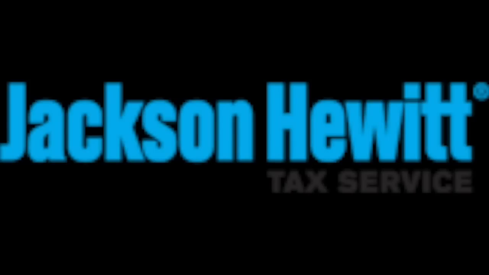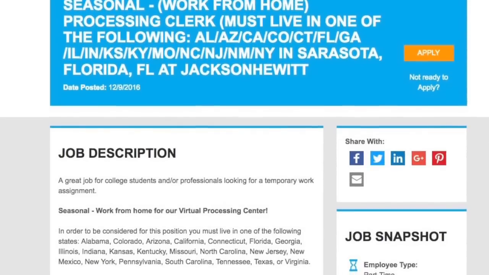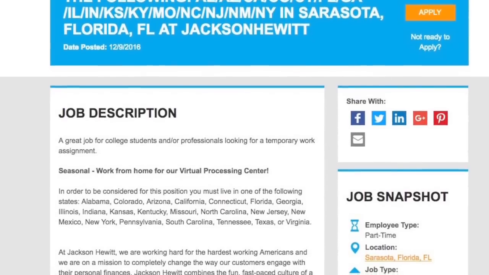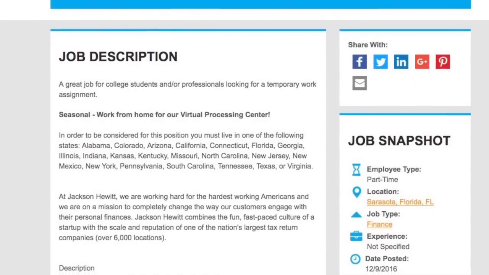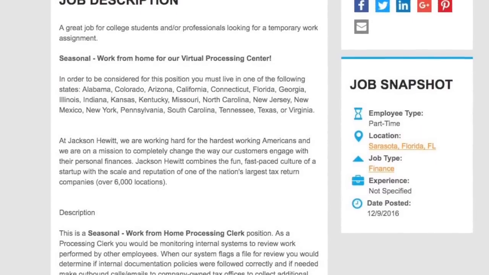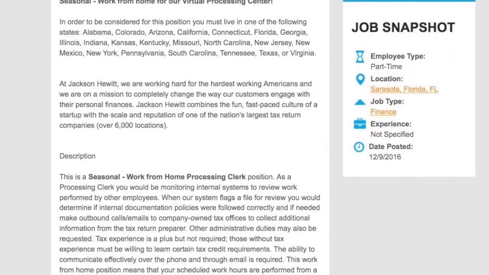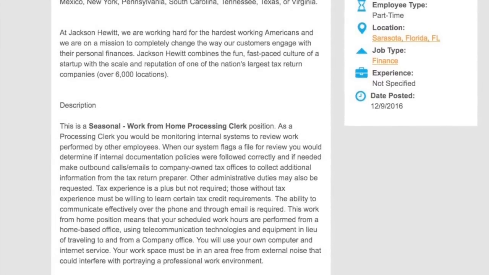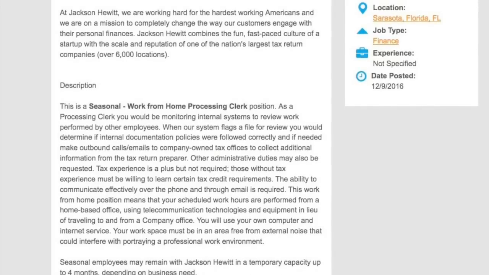Next up, Jackson Hewitt is hiring. They're hiring for seasonal, part-time processing clerks, and basically they want you to monitor their system for flagged files. They're hiring from specific states, which will be listed on the screen. They want you to have a college degree or be in college working towards a degree. You don't really have to have any tax experience, but of course tax experience is a plus. They're looking for you to work between 24 and 40 hours per week, and they are looking for people with flexible schedules. I could not get any information about the specific rate of pay, okay?